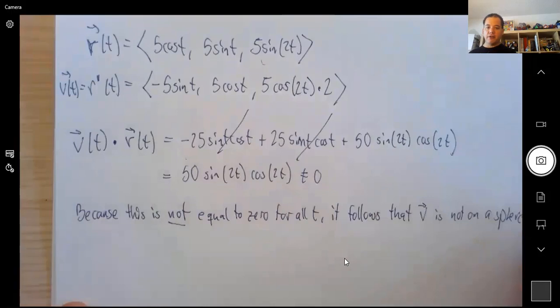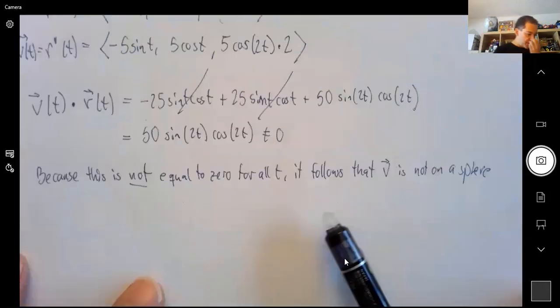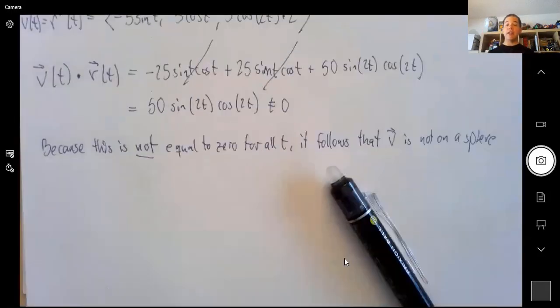Okay, so the last part says, how can we modify it so that it is on a sphere? And we already know how to do that as well, right? Remember, one way we can do it is we can take the original one and divide by its magnitude. If you take a vector and you divide by its magnitude, it becomes a unit vector. And all the unit vectors are on a unit sphere.